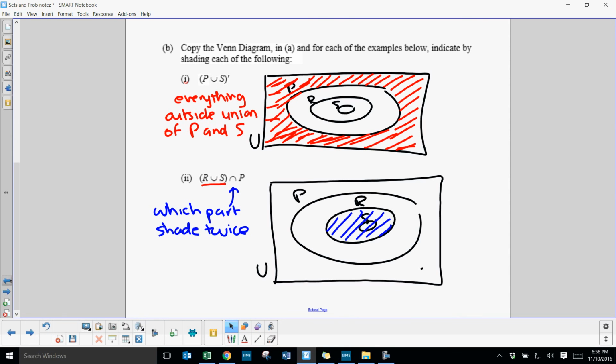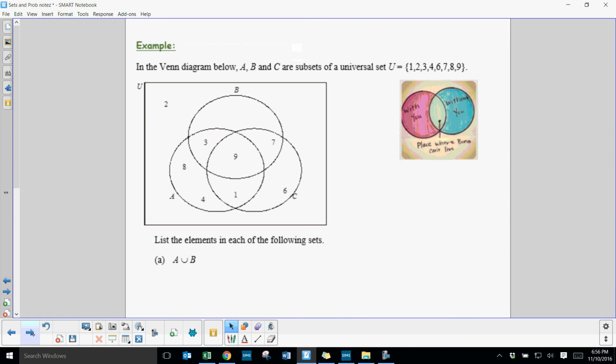Now onto the last page. Nice and quick. So in the Venn diagram below, luckily it's been drawn for you, A, B and C are subsets of the universal set 1, 2, 3, 4, 5, 6, 7, 8, 9. And have all the numbers been listed? Let's see. We've got 1, 2, 3, 4, 5, 6, 7, 8, 9. So we're kind of missing 5 and 6, aren't we?